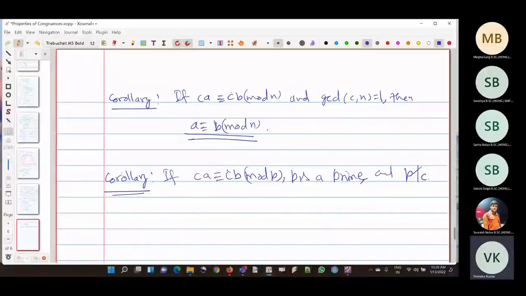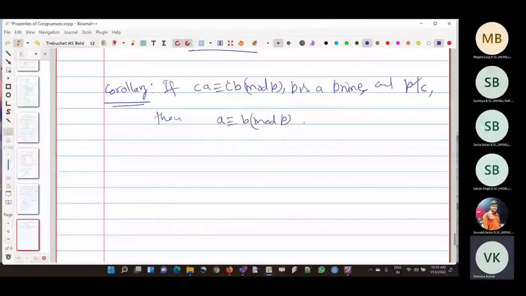Meaning, if P does not divide C, then P will not be among the factors of C, that is, they are going to be relatively prime. And then we can use the last corollary. Then A is congruent to B modulo P. So for sure, this is an application of the above corollary. I don't think much is needed in the proof.